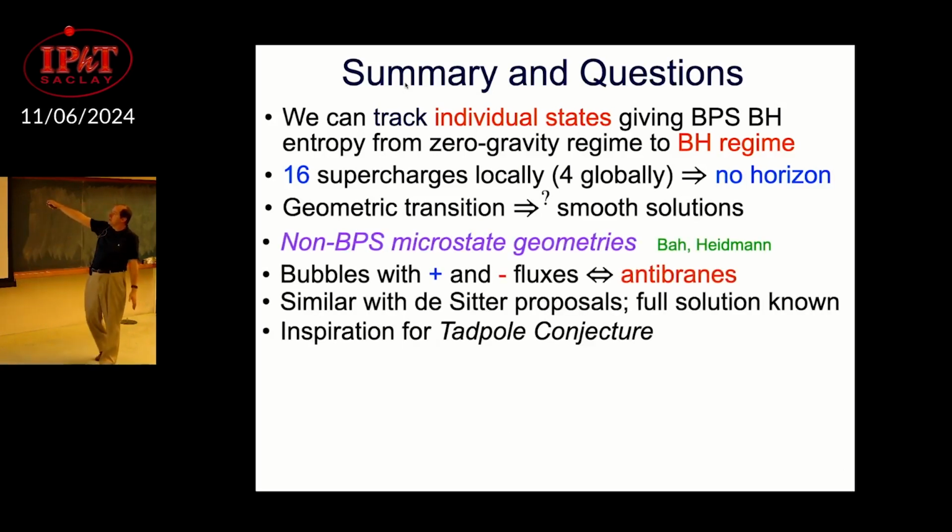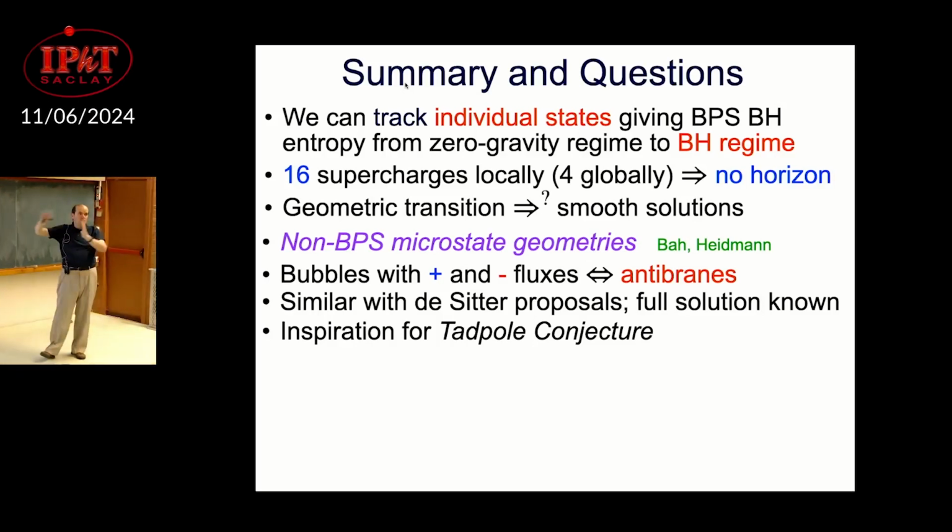So we can track the states, at least for the supermaze stuff, all the way from zero coupling to full back reaction. Somehow the feature seems to be this Themelion feature, 16 supercharges locally, 4 globally, meaning no horizon. Geometric transitions, again, what I hope is that they're going to give us more solutions.